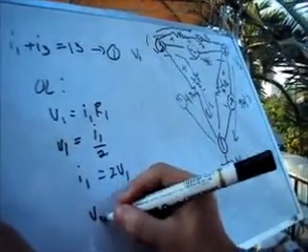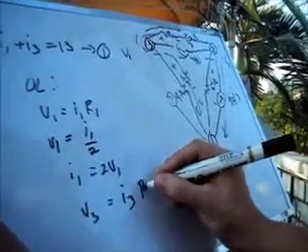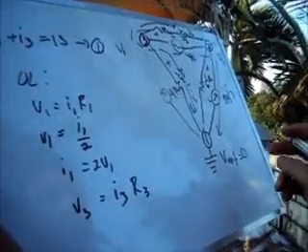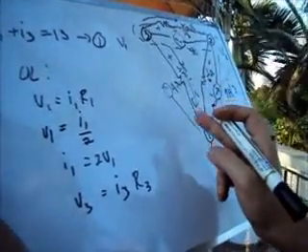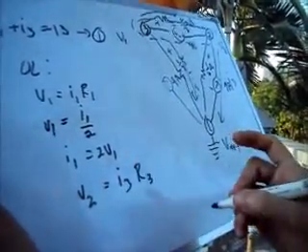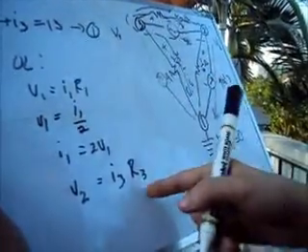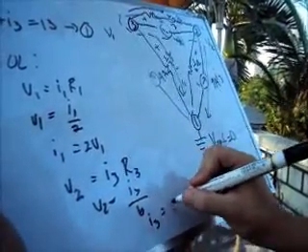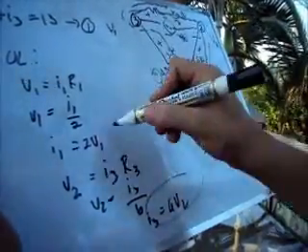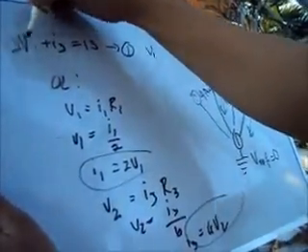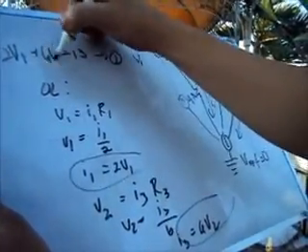And our V3 is equal to I3 R3. So our I3 here is here. I think this is V2. So R here is 1/6 ohm. So our I3 is 6 V2. Substituting these values here, we have 2 V1 plus 6 V2.